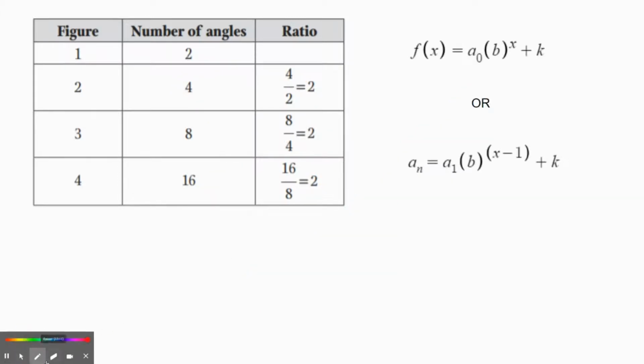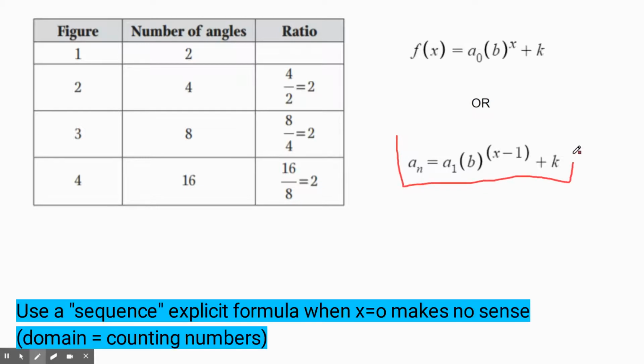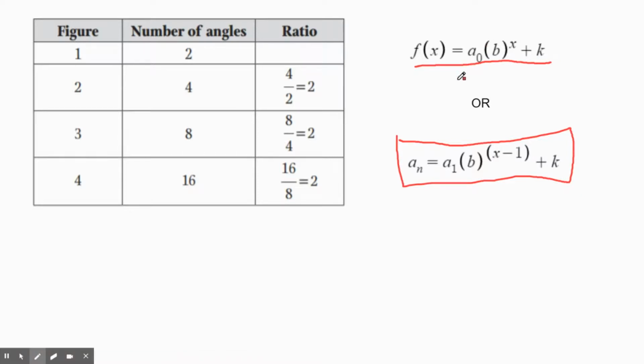So this particular scenario is a little bit tricky. It's not going to be a continuous function. It's going to be more like a sequence, which is this format down here. If it was a continuous function, we'd be using this one. However, if you can remember that your domain is going to be counting numbers, you could also use this function up here, but I'm going to start us off with how you would use the sequence function, because really there is no figure 0. So we're going to be looking in terms of the first term.